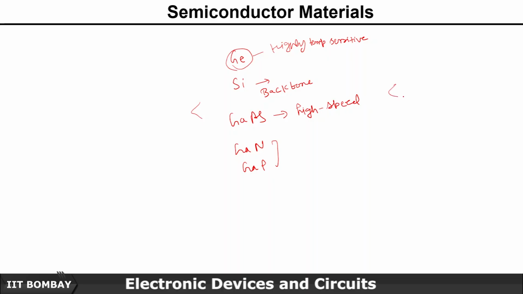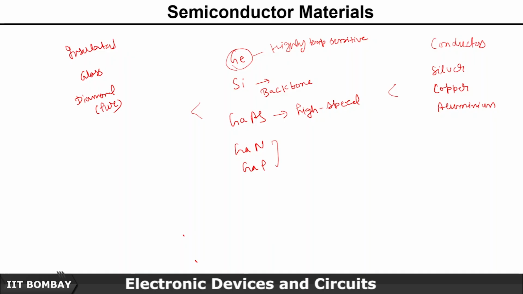The resistivity of these semiconductors is in between that of the conductors and insulators. I would like to mention a few names of the conductors here. For example, silver, and also copper, let's say aluminum. Also for insulators, let's say some glass, maybe diamond, pure diamond, and let's say fused quartz.